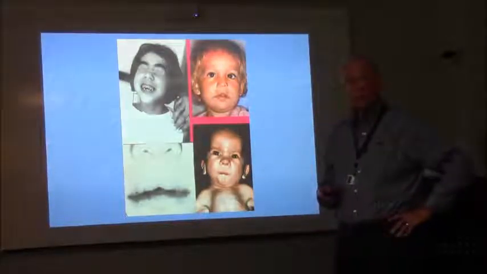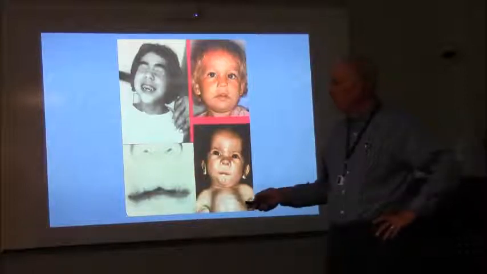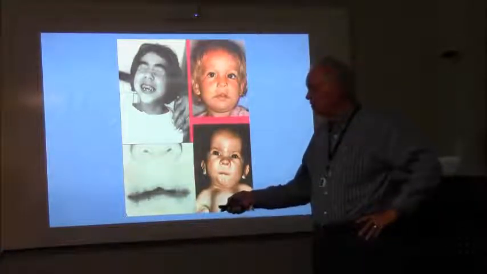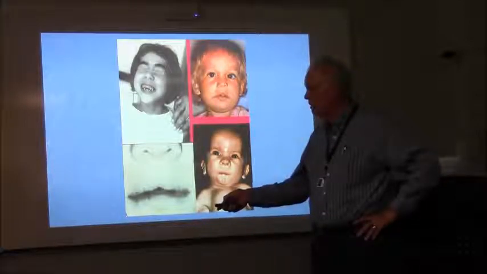This is the whistling face syndrome, and because it's a chronic problem for them, they often have this ridge of tissue that goes up from the chin to the lower lip.